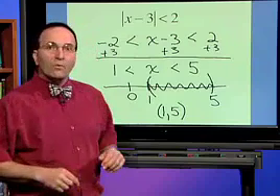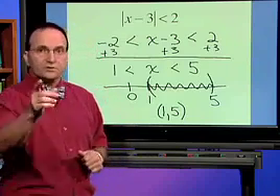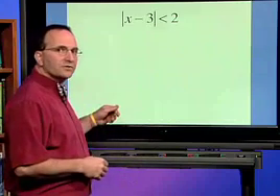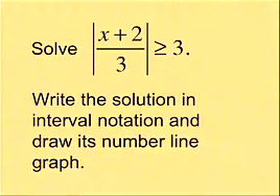All right, well, now it's actually time for you to try a problem. I would like you to solve the problem, the absolute value of the quantity x plus 2 divided by 3 is greater than or equal to 3. Write the solution in interval notation and draw its number line graph. Pause the video while you work on this problem, and when you're finished, restart the video to check your solution.